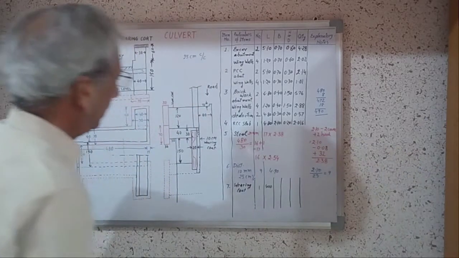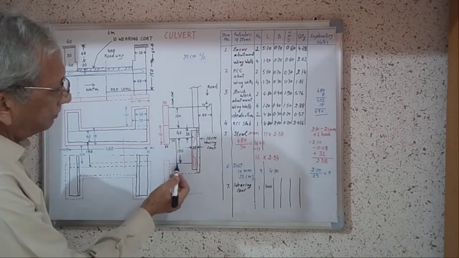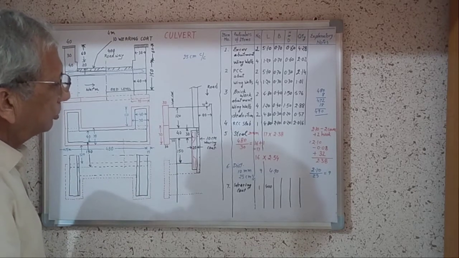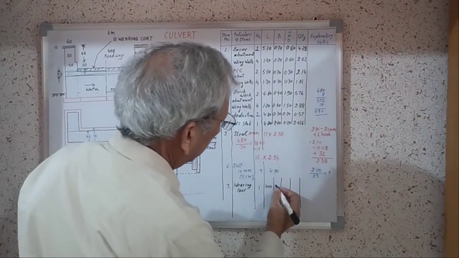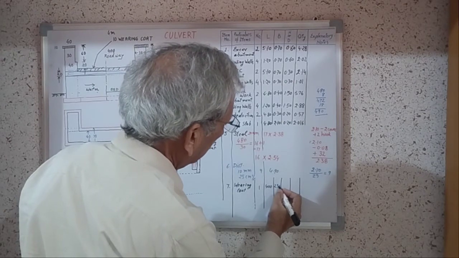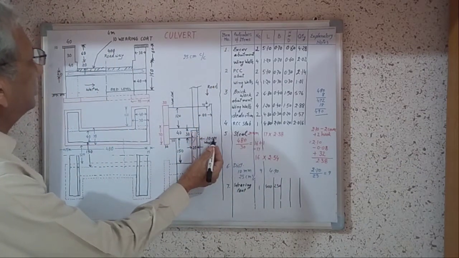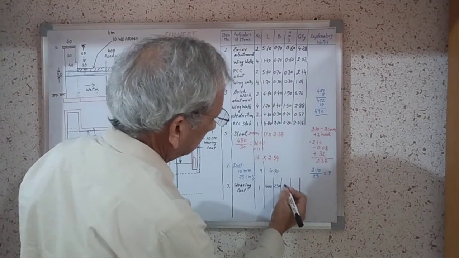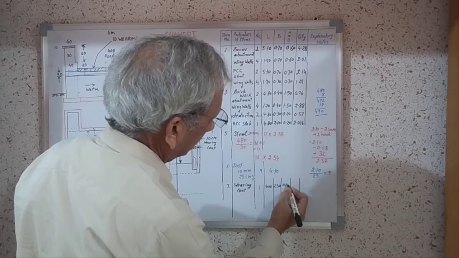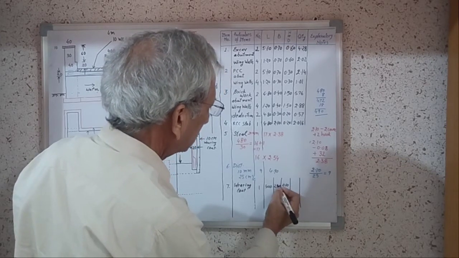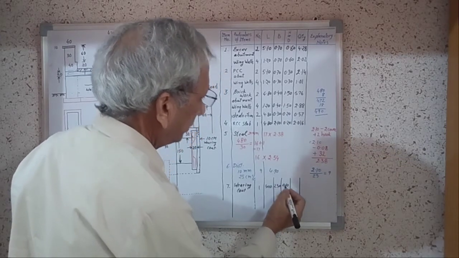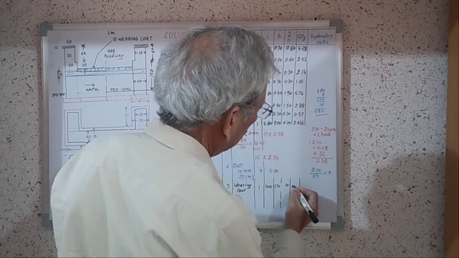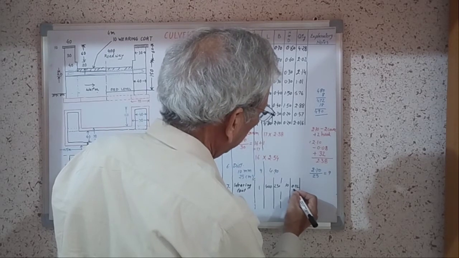400. And the width will be 150 plus 40 plus 40. That will be 230. And the thickness of course is 10 centimeter wearing coat. Then the total quantity will be, here this is 10 centimeter, 0.92 cubic meter.